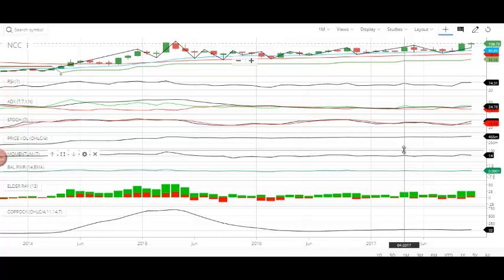Balance of power and Elder are both in sync with each other, and both are telling us that the stock is in a bullish phase. And Kopekar is just lying on the baseline. Actually, it is showing that it's throwing a buy signal, but the signal is so weak. That's how I'm reading the guiding point of Kopekar.